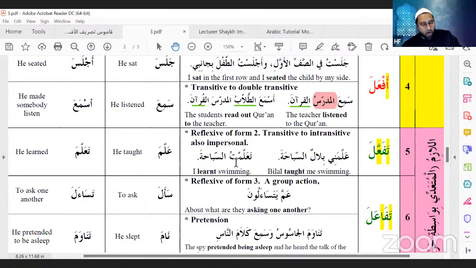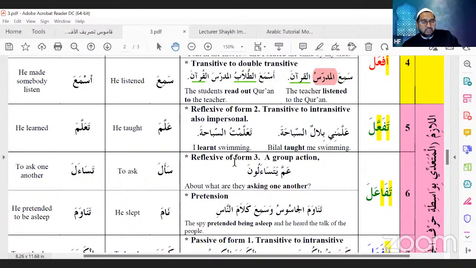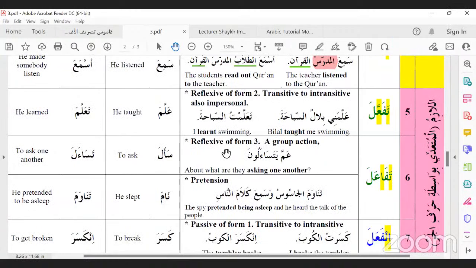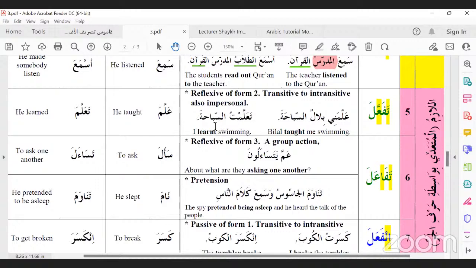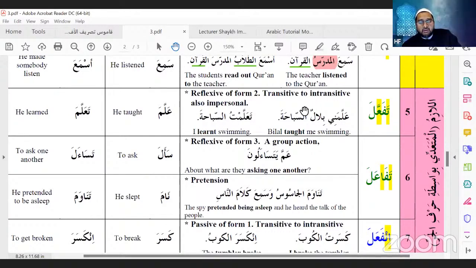I'll give you some more examples of reflexive. I'll send you some books. I know this one, it's a bit shady here, and I'll give you some more examples on this particular one to make it a bit more clear. I just asked Mulana, the first one, Bilal taught me swimming, that is transitive. Correct. The second one, there is no object there. Ta'allamtu sabaha. So that is just intransitive. So it's transitive to intransitive.